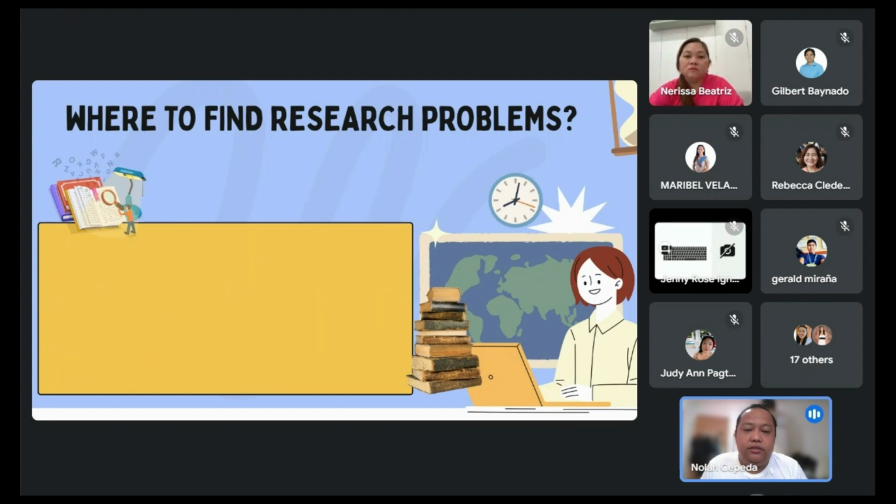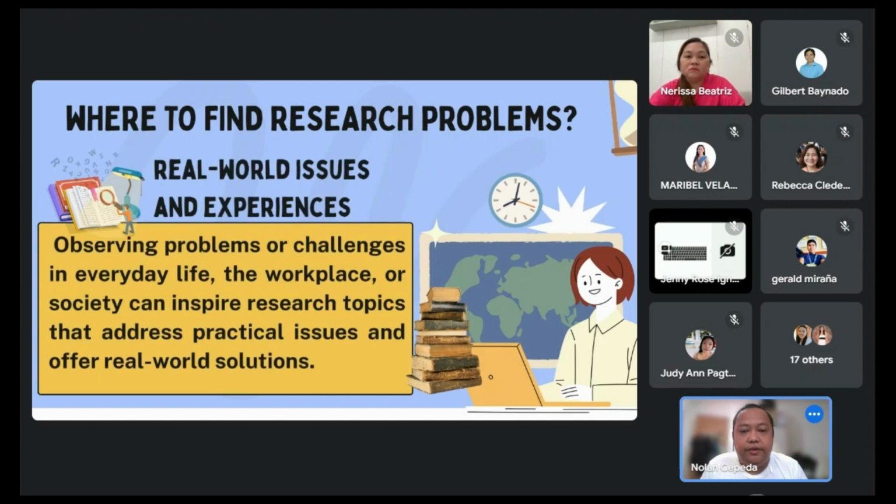The second one is real world issues and experiences. Since the purpose of research is to identify a problem, then provide or suggest a solution, we can only look for problems in certain ways. This second method is very practical, especially for us teachers. Observing problems or challenges in everyday life, the workplace, or society can inspire research topics that address practical issues and offer real world solutions.